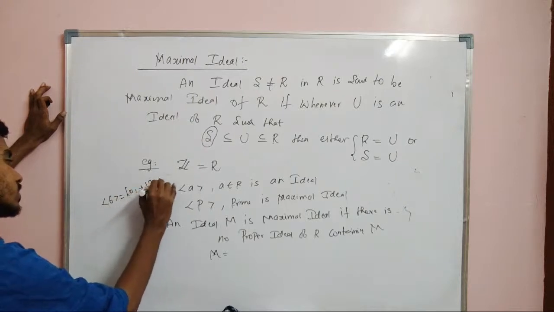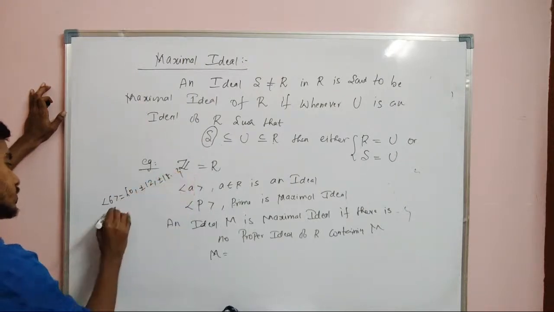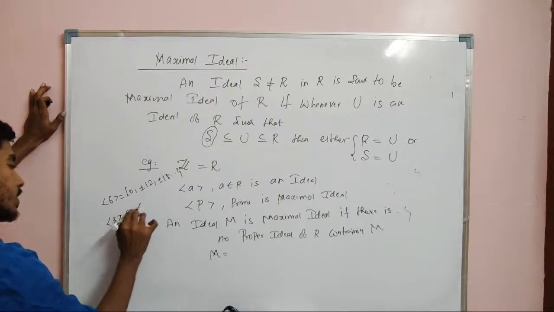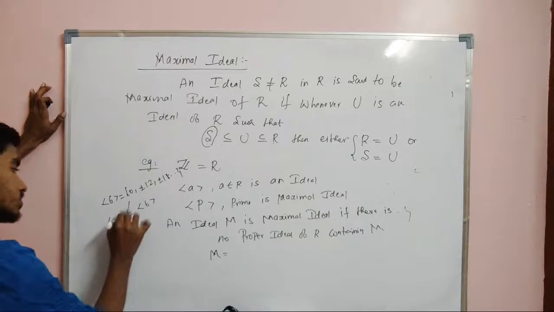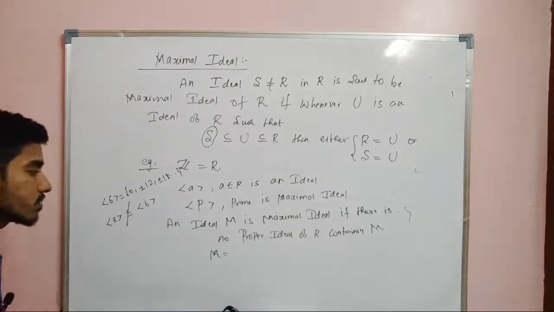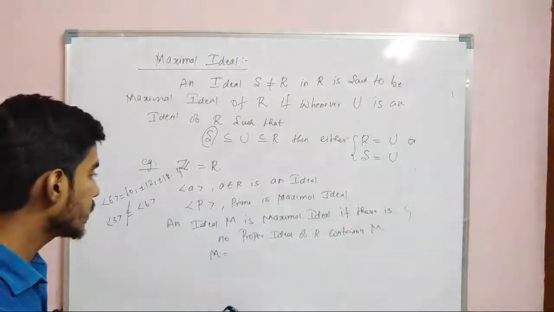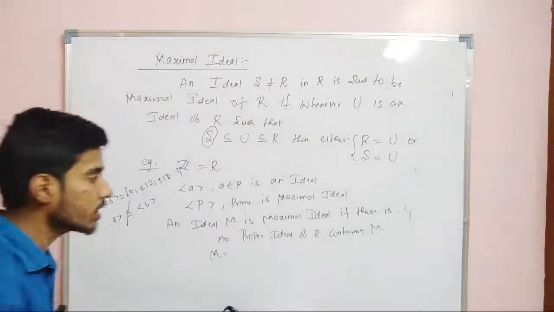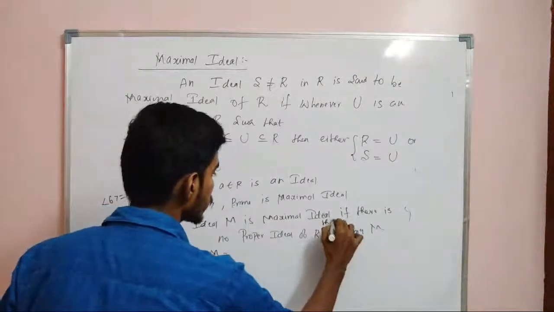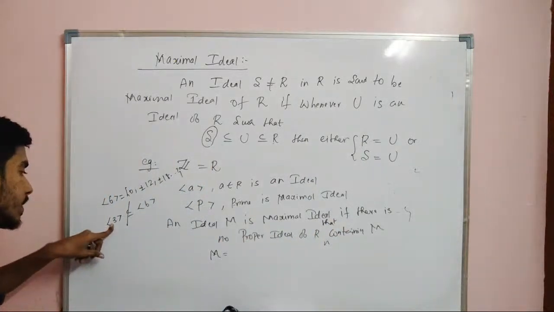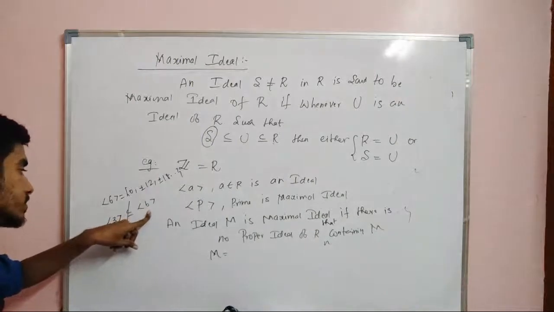This is contained in plus or minus 12 and so on, and this is not a maximal ideal because I can find some other ideal which properly contains this ideal. So if this does not happen, then it will be a maximal ideal. An ideal M is a maximal ideal if there is no proper ideal of R that contains M. Contains means it should have all the elements, but here I can find an ideal which properly contains 6, right?